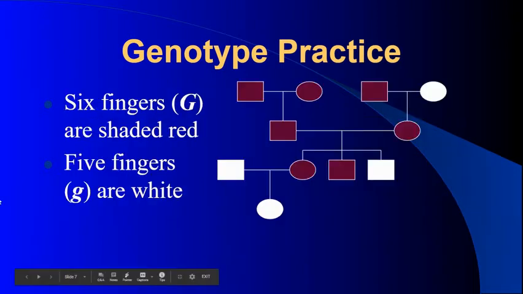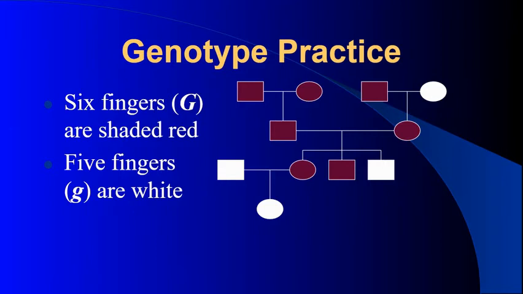Another example problem. Now for this one, we're using a different trait. 6 fingers are shaded red. And so we're gonna use the G's for this trait. And since 6 fingers has a capital G, that is the dominant trait. 5 fingers are the ones that are unshaded, and those are recessive. So now we know what's dominant and what's recessive.